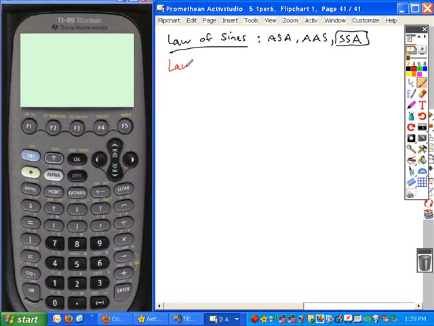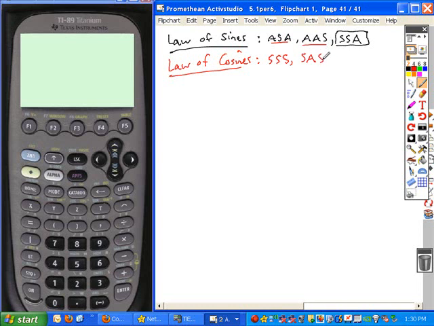Okay, the other law that you need to be familiar with is called law of cosines. This law, or equation, is going to be used whenever you have the other patterns of congruence. So what other patterns of congruence do we have beside ASA and AAS? Do you guys remember? SSS and SAS. Okay, so those are the other two.